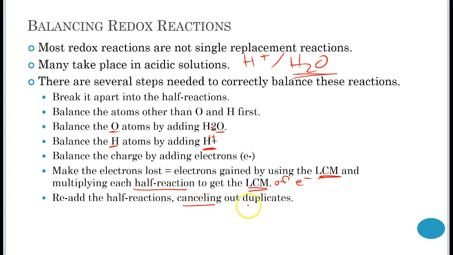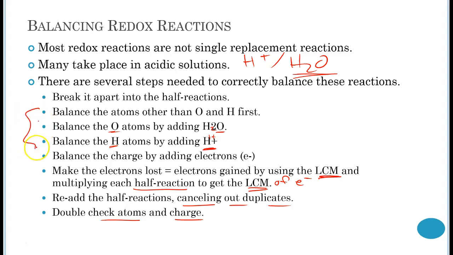Now here's a big thing. You're going to cancel out duplicates. You'll see what I mean with that. And then you're going to double check the atoms, which we've done, and double check the charge, which we've also done. So some of the steps are new. The duplicates part was new, but everything else is stuff we've done in the previous slide.